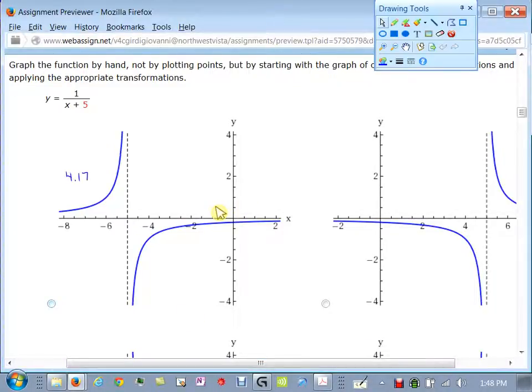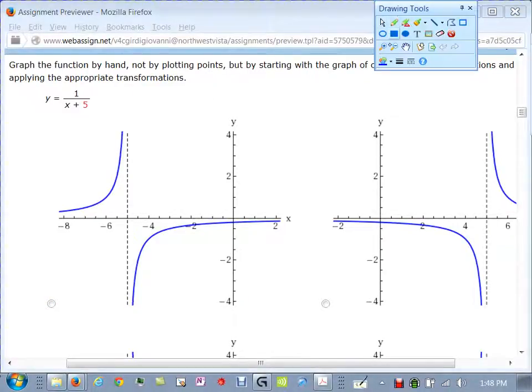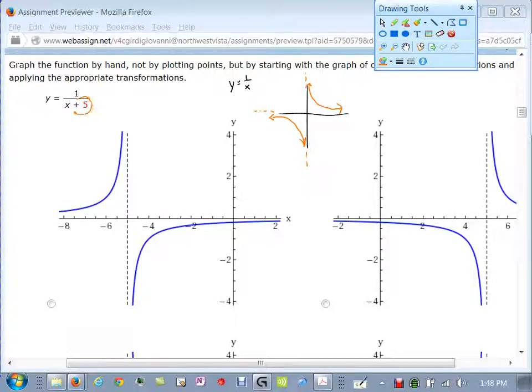So for this, what we're going to do here is start off with a graph of something we know. So we should all be comfortable with y equals 1 over x. Y equals 1 over x looks like this. We have a horizontal asymptote here. We have a vertical asymptote like this. And then the question becomes, what happens if you just add 5?